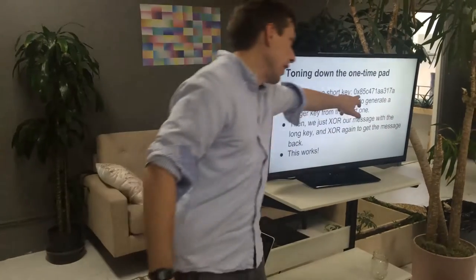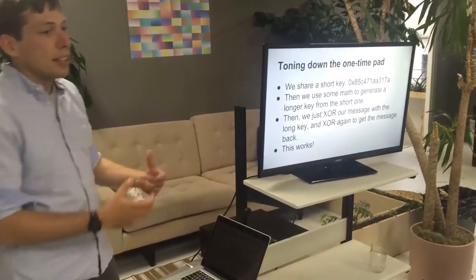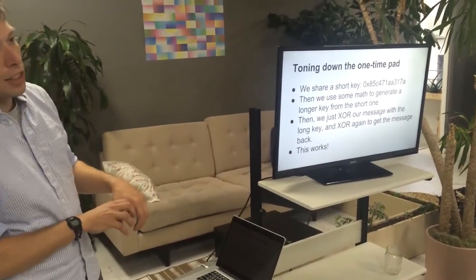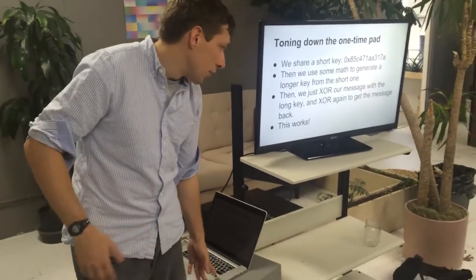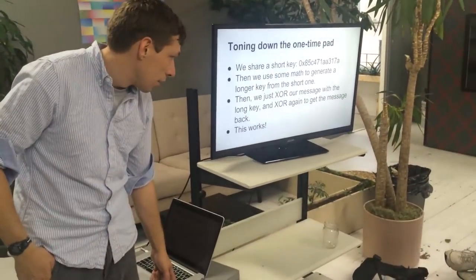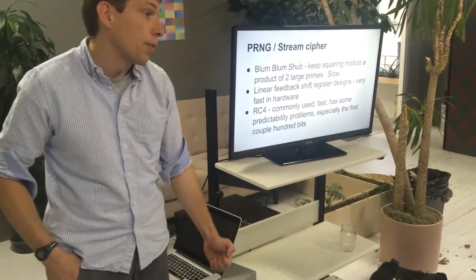We call this a seed, a seed for a pseudo-random number generator. We share a seed, which can be short, and then using that seed, generate large keys, and use them the same way a one-time pad is used. And this actually works pretty much. It's called a stream cipher.